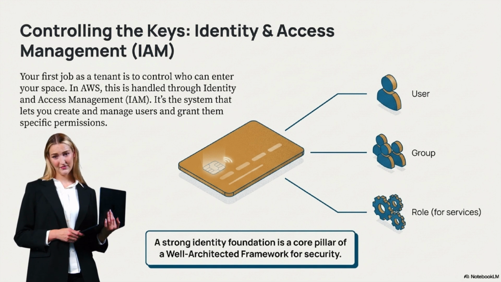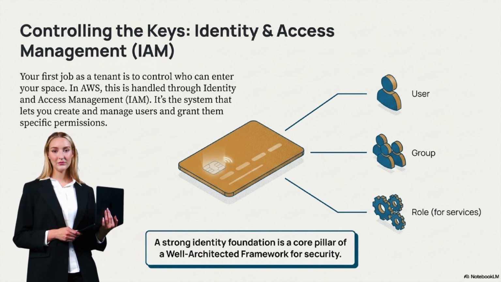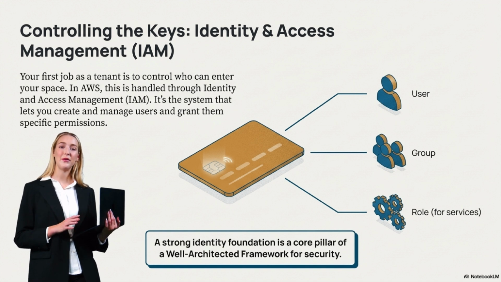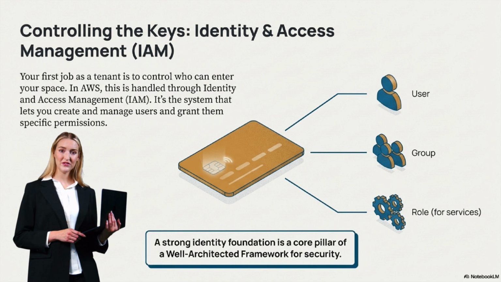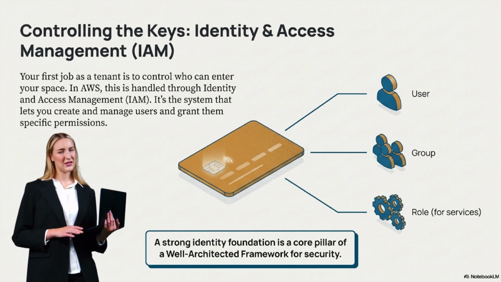IAM allows you to define 3 main types of identities: users, individual people within your organization; groups, collections of users who share the same permissions; roles, temporary permissions that can be assumed by AWS services to perform tasks securely. By using these tools, you ensure that only authorized guests can enter your space and interact with your belongings.